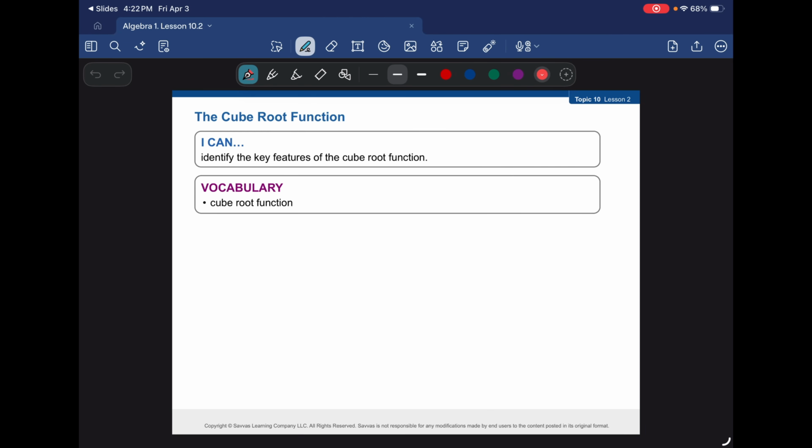Today we're going to do the enVision Algebra, Topic 10, Lesson 2, learning about the cube root function. In the last lesson we learned our square root function, and today we're going to learn another new function and talk about key features and how translations affect the function.